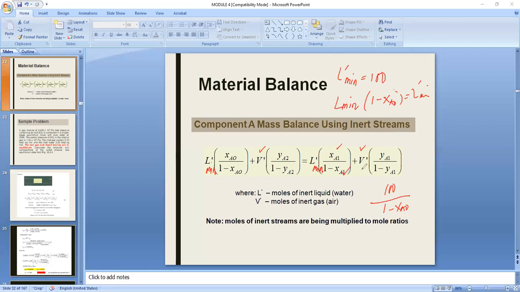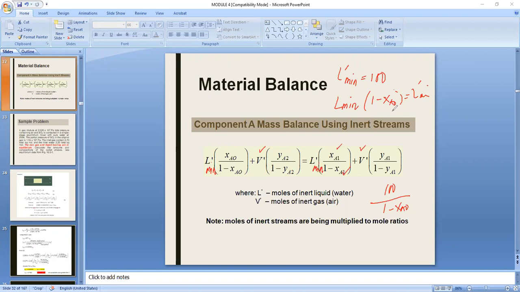The same is true with the V prime minimum. If it has the presence of A already that needs to be taken from the liquid phase, you use this equation. This time you use here Y sub A, N plus 1, because that's where you are for your feed. So that would be 1 minus Y sub A, N plus 1.